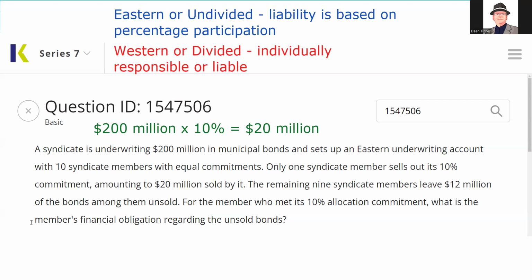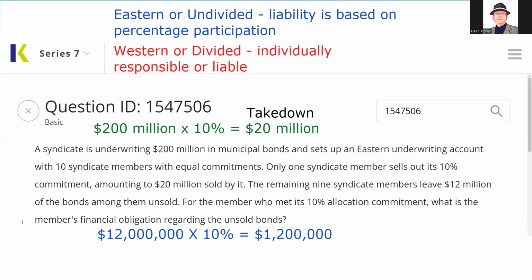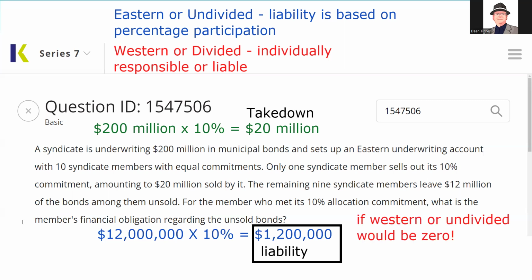And so here is what that's going to look like, right? 10%, that was our takedown. So $1.2 million is the remaining liability for this member. Now be careful, RTFQ, read the full question. All I have to do is say Western underwriting account or divided syndicate, and then the answer would be 0 because you said you sold 20 million, and you're done. So boy, be careful. Again, testable on 7, testable on 24 as well.